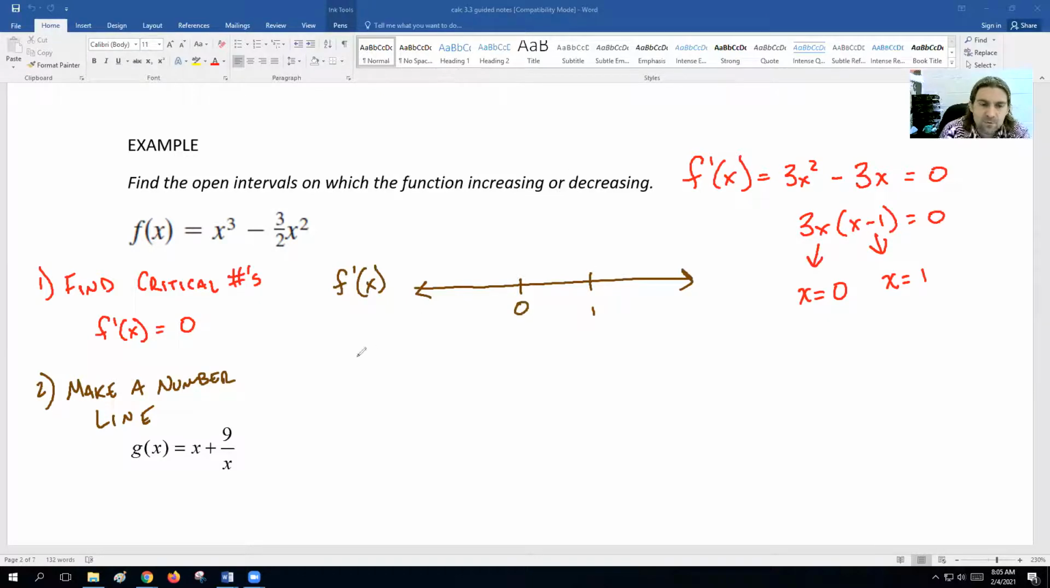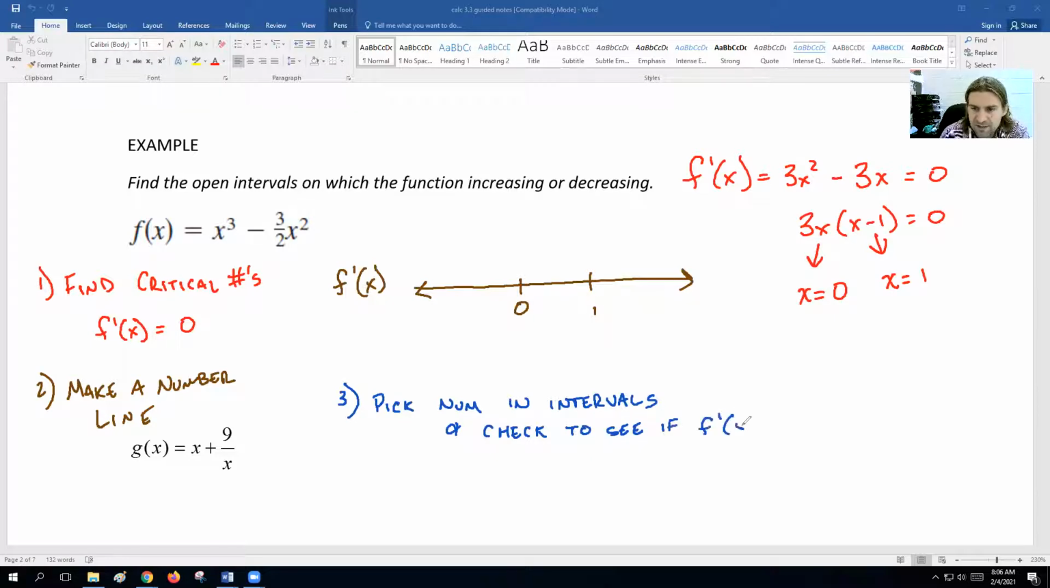Then for our third step, we're going to pick numbers in the intervals and check to see if f prime of c is positive or negative.